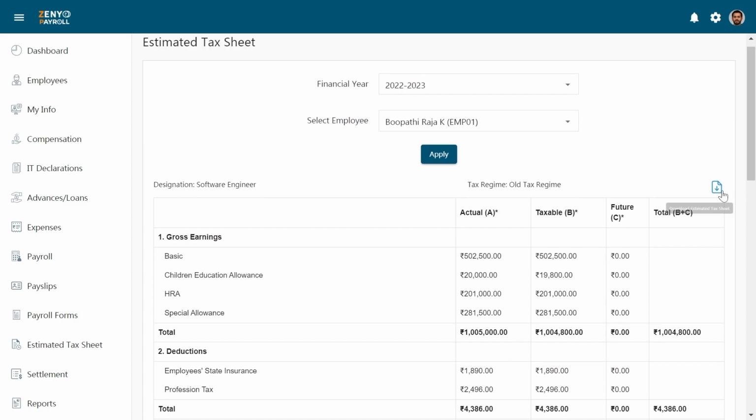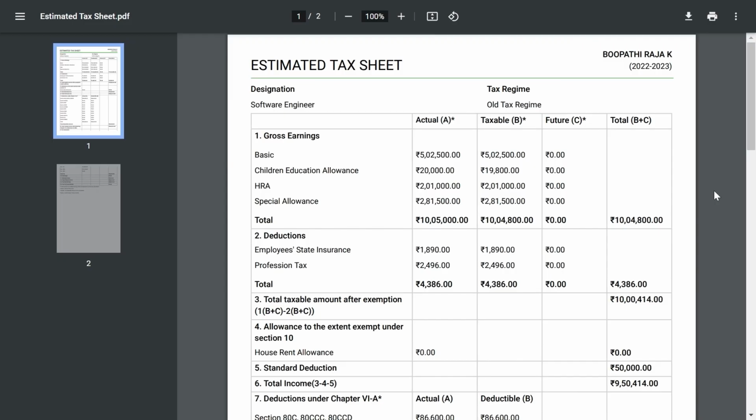Now you may download the estimated tax sheet as a PDF or take a printout for future reference.